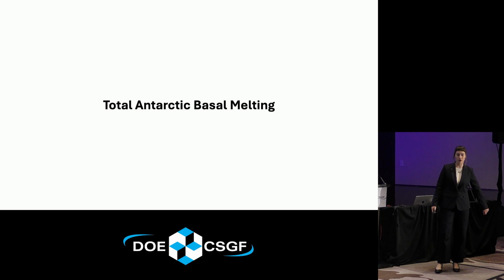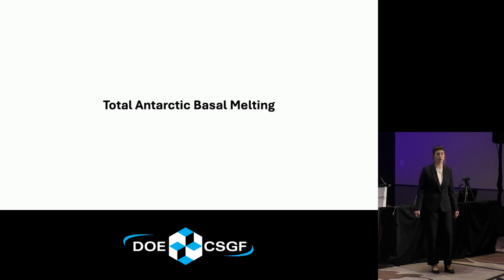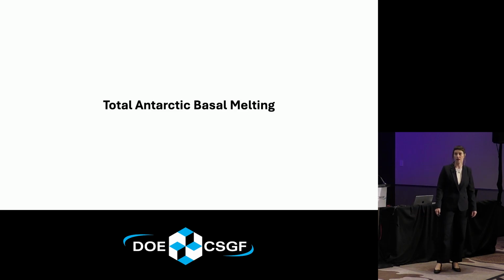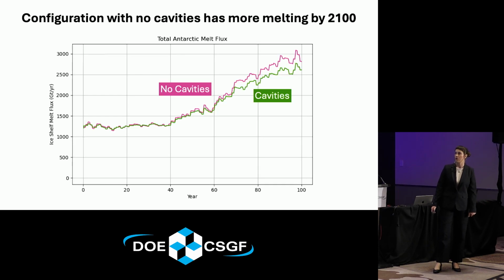Okay, so before I show you what the response of the ice sheet looks like, I'm going to talk about the basal melting that we get, that's parameterized from E3SM. Okay, so this is showing a time series of the ice shelf melt. In pink, again, we have the configuration with no cavities, where the ocean information is masked out. And the green is the case where we kept the cavities.